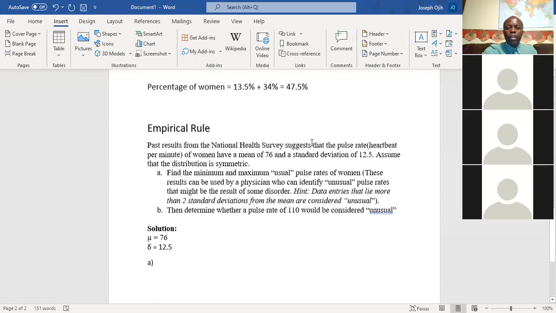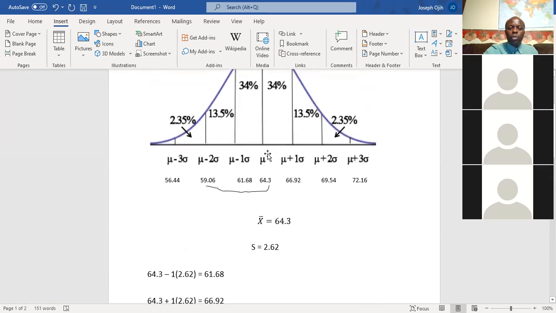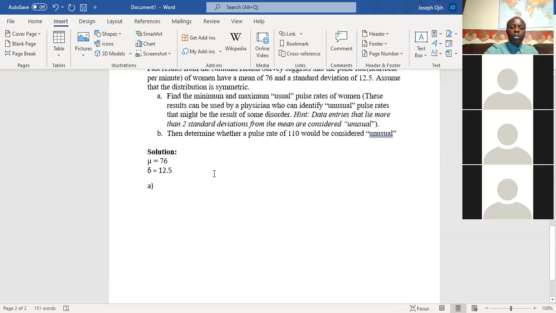So for the usual, remember I told you that the usual will be within 2 standard deviations, which means from here to here. For that, we have mean plus 2 standard deviations on the right side and mean minus 2 standard deviations on the left side. That we consider usual. So that means for the lower side, we have mean minus 2 times standard deviation.